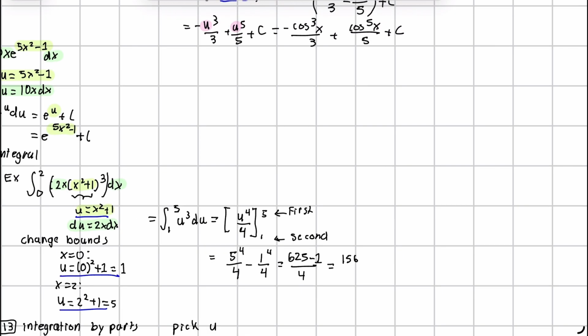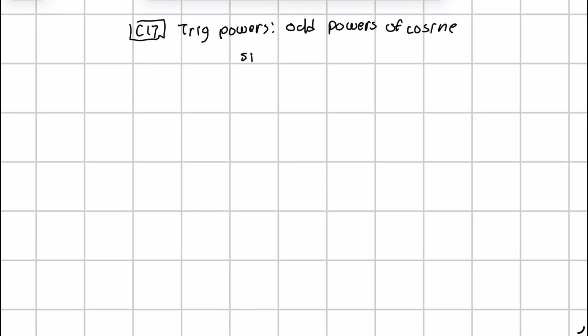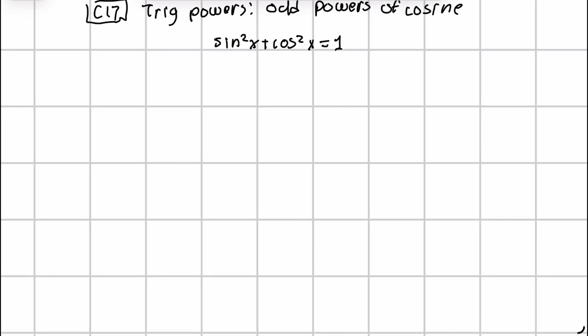Now, what if you have your trig powers, and this time you are dealing with odd powers of cosine? So this is not that bad either. This is your case 17. You have to know your Pythagorean identity, right? Again, you have sine squared of x plus cosine squared of x, right? This is equal to 1 because that's your x squared plus y squared is equal to 1, the equation of a circle. Basically, you can rewrite this, and we have cosine squared of x. We can just subtract this sine squared of x to the other side. So you're going to have 1 minus sine squared of x.